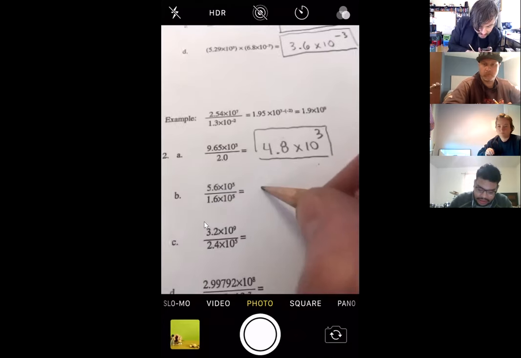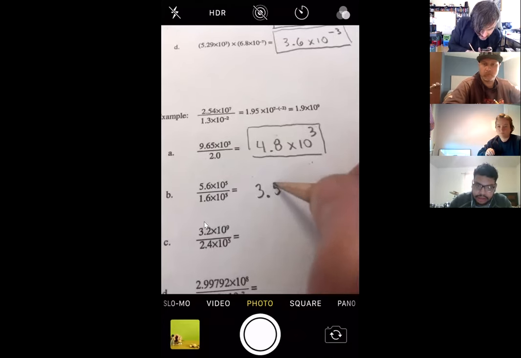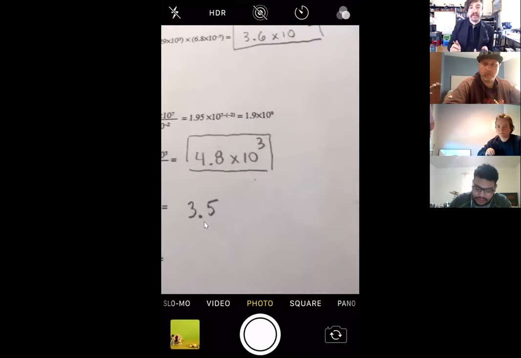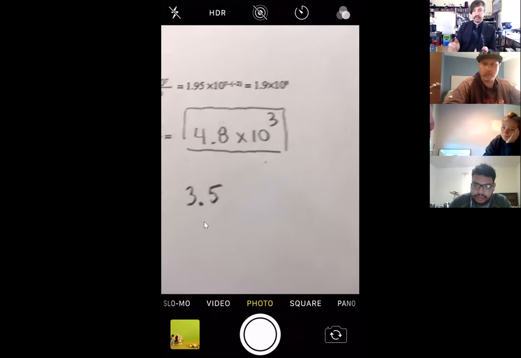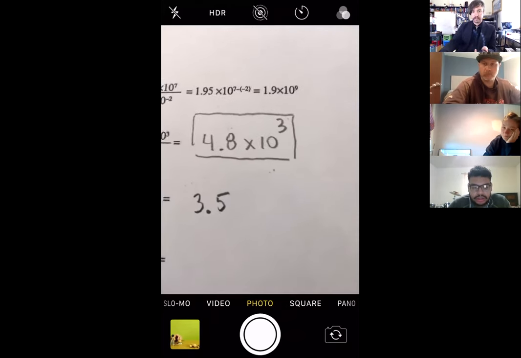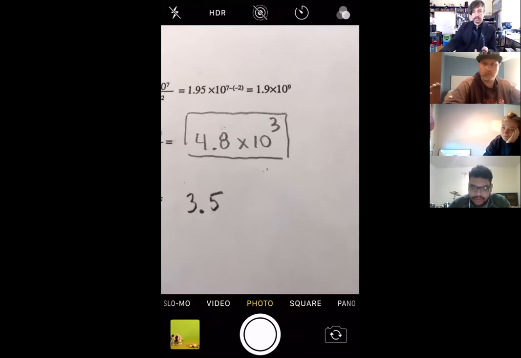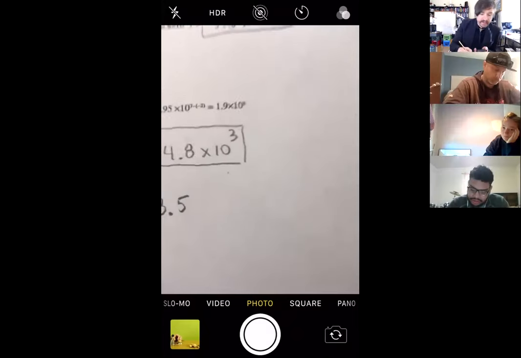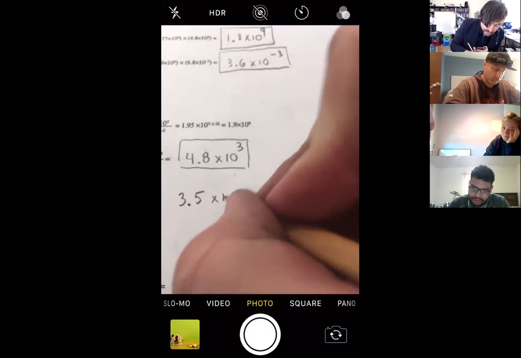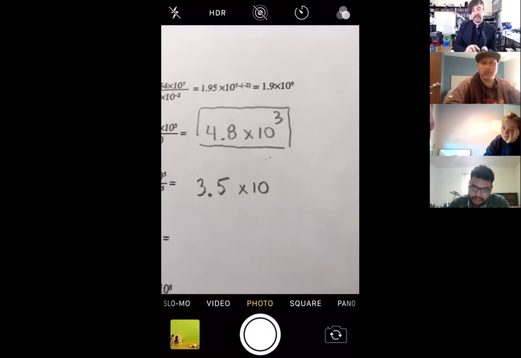Okay, that's fine, but for the purposes of this exercise, everything needs to be in scientific notation. So how do I put the number 3.5 in scientific notation? So it'll be 3.5 times 10. It's always got to be times 10. Times 10. What power, though?